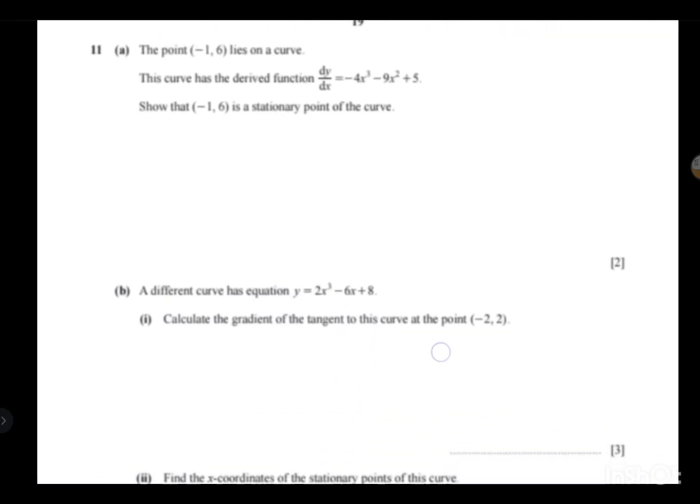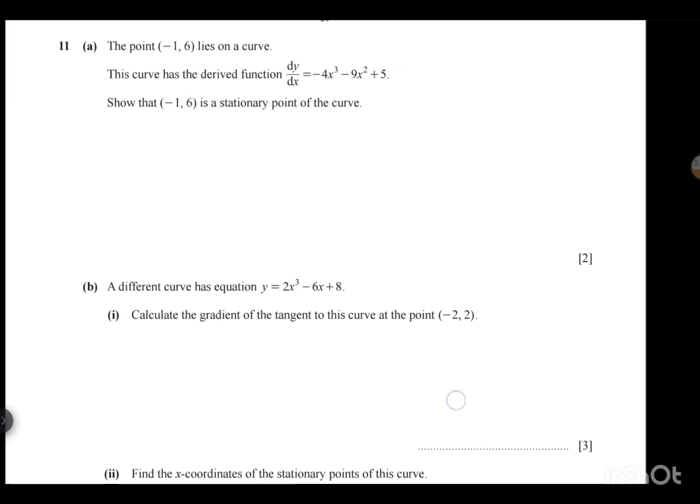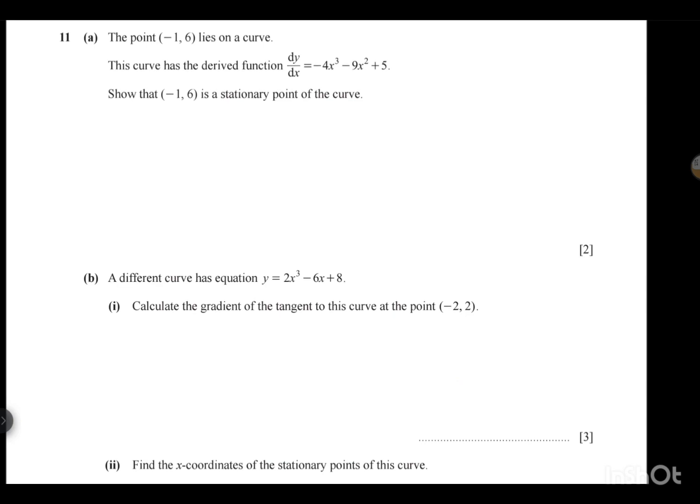Question number 11. This is the last question here. The point (minus 1, 6) lies on a curve. This curve has a derived function dy by dx is equal to minus 4x cube minus 9x square plus 5. Show that (minus 1, 6) is a stationary point of the curve. So to show the point is a stationary point, we have to substitute the value of x in this and show that dy by dx is equal to 0.